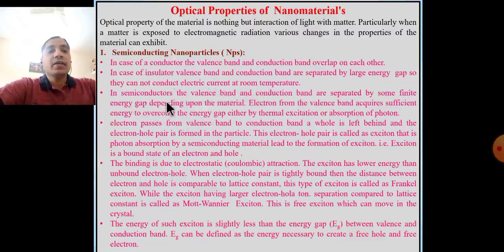Third, in a semiconductor, the valence band and conduction band are separated by some finite energy gap. Depending upon the material, an electron from the valence band acquires sufficient energy to overcome the energy gap either by thermal excitation or absorption of a photon. The electron passes from the valence band to the conduction band, a hole is left behind, and an electron-hole pair is formed in the particle. The electron-hole pair is called an exciton.